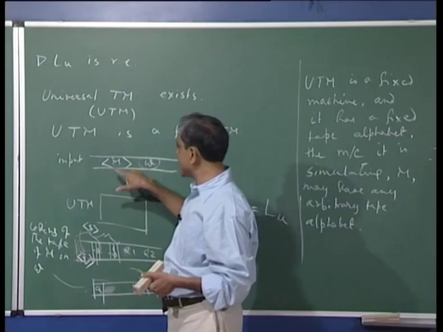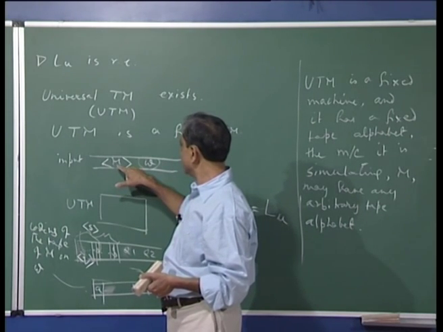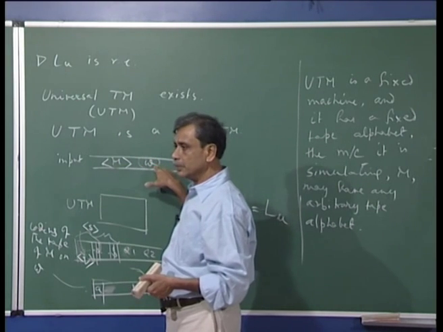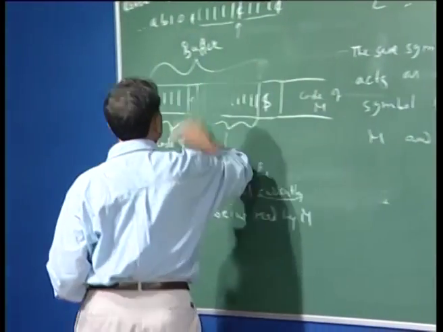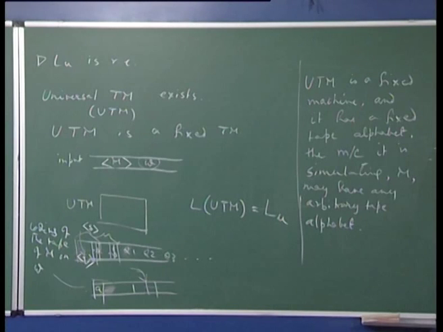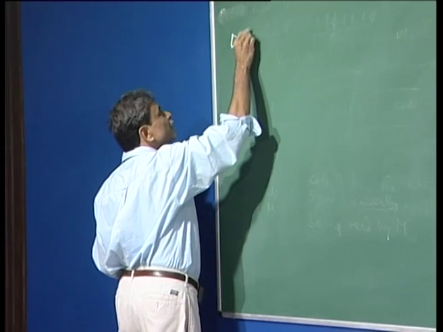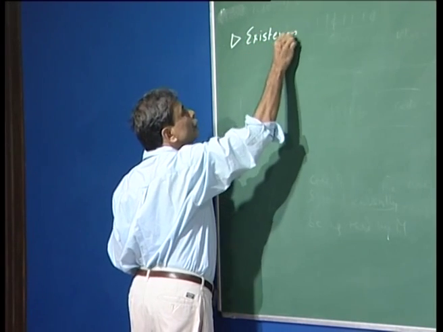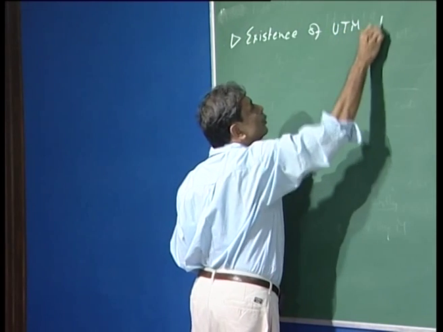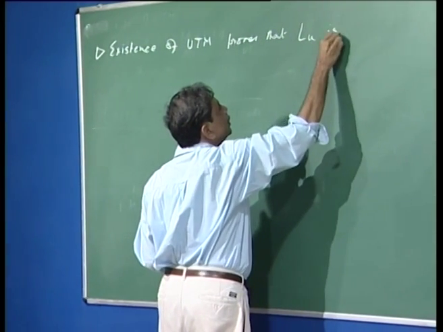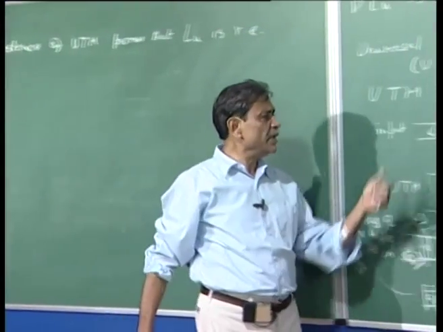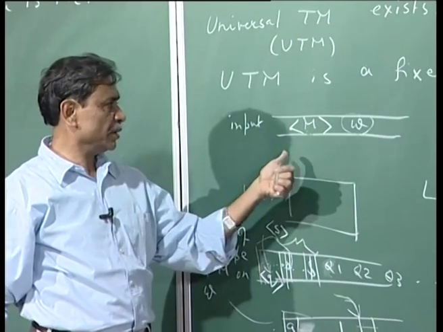So, what are the inputs it is accepting? It is accepting those inputs such that M accepts W. So, precisely it is accepting the language ALU. And since we have a Turing machine to accept the language ALU, that shows that the language ALU is recursively enumerable. So, we have shown that the existence of UTM proves that ALU is RE.